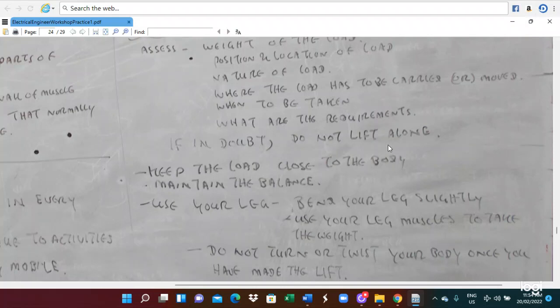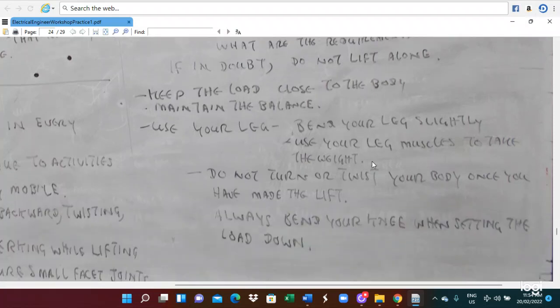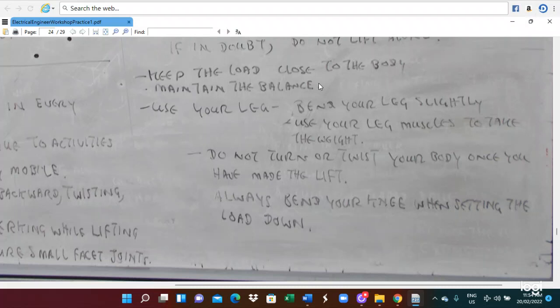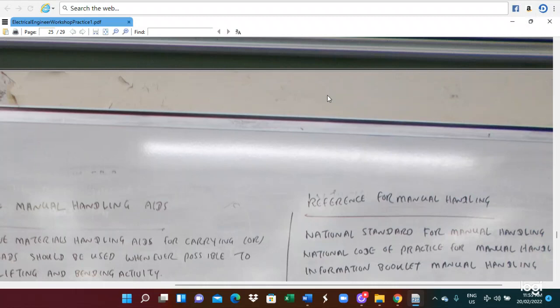Keep the load close to your body and maintain balance. Use your legs if you are lifting something: bend your legs slightly and let your leg muscles take the weight. Do not twist your body once you have lifted, and always bend your knees when putting the load down. So when you put down the load, bend your knees and then put it down. This is the way to use the manual handling method.